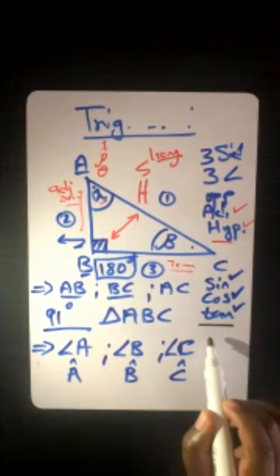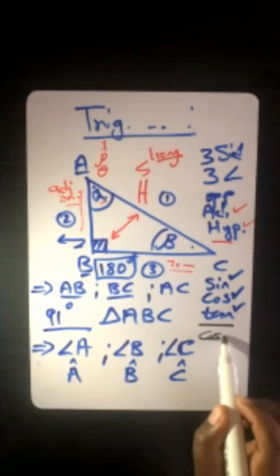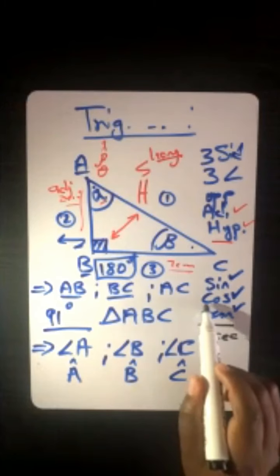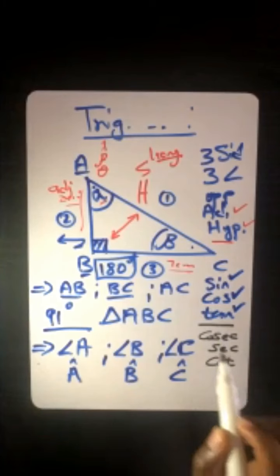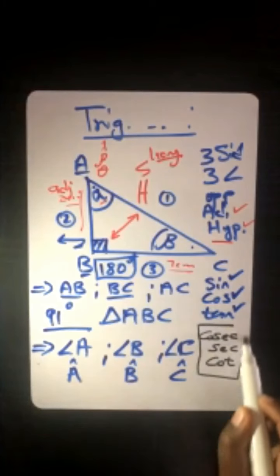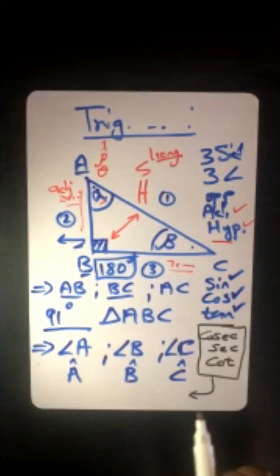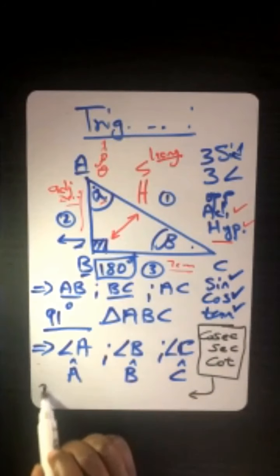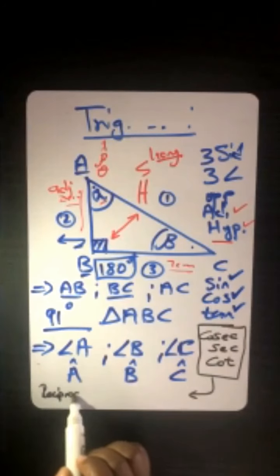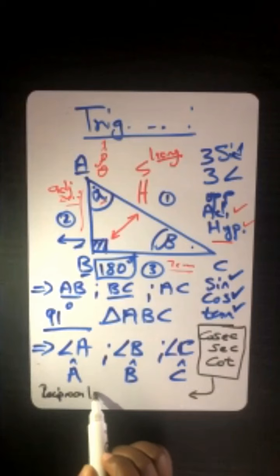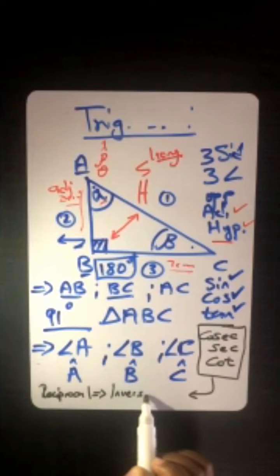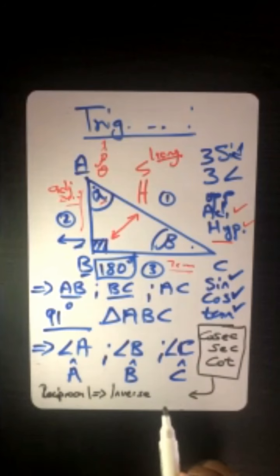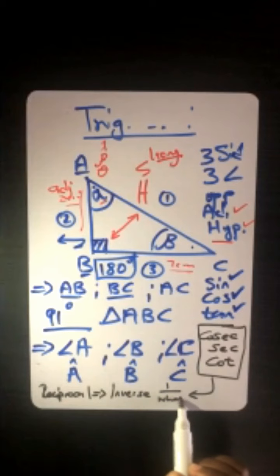So for sine, we know it's cosec. For cos, it's sec. For tan, it's cot. So these are not the trig ratios, but we call them reciprocals. A reciprocal is the same thing as inverse. What is inverse? Inverse is 1 over whatever.